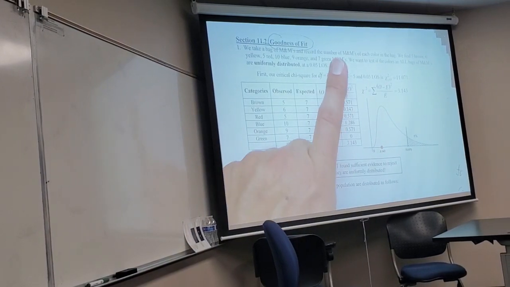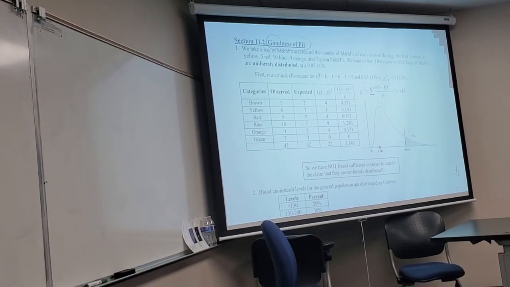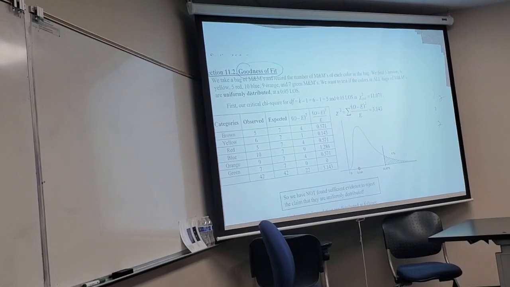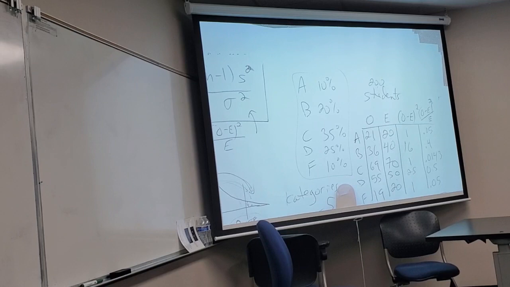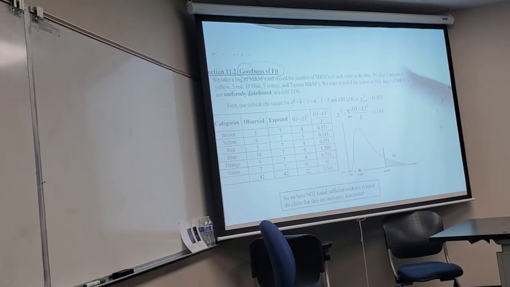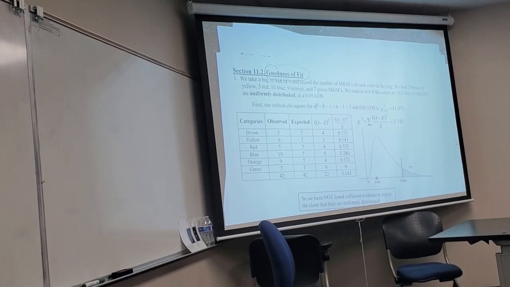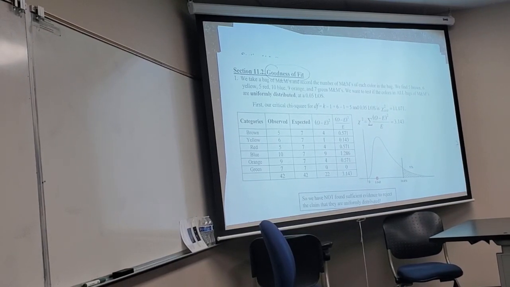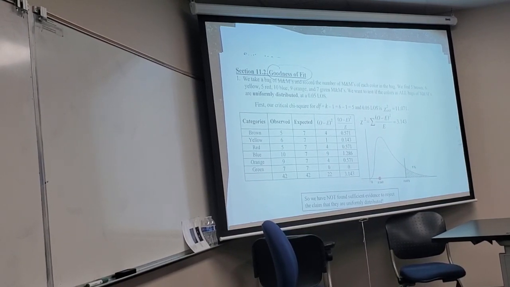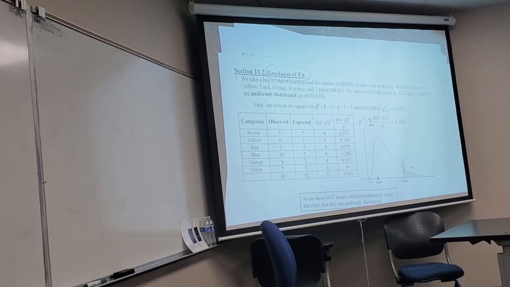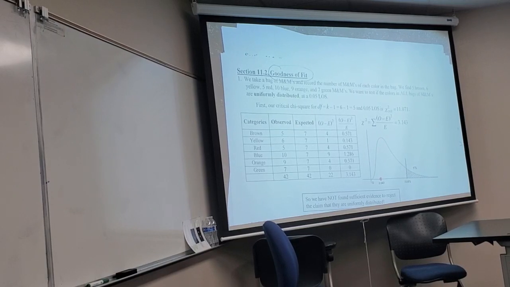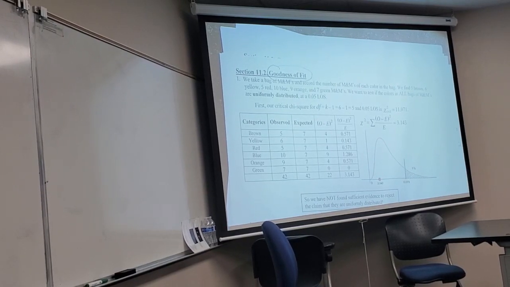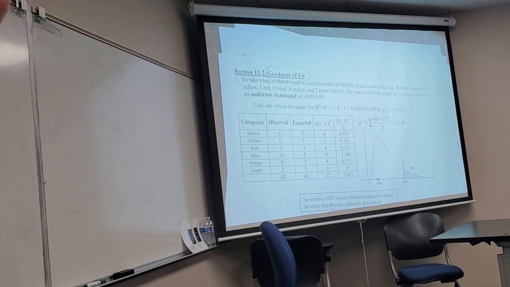So my first example is a bunch of M&Ms. Over here, the one we just did, the claim was it would follow this distribution, right? That was the claim, and that's how I figured out my expected. What is the claim here? That they would be evenly distributed. Uniformly distributed, right? What would that mean? If they're uniformly distributed, every category should have the same amount.